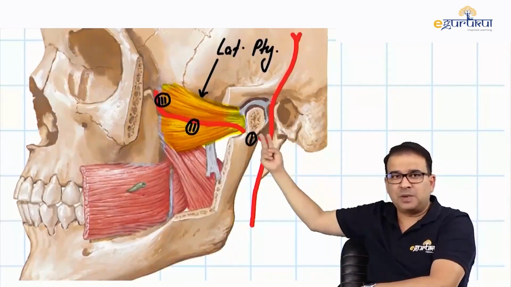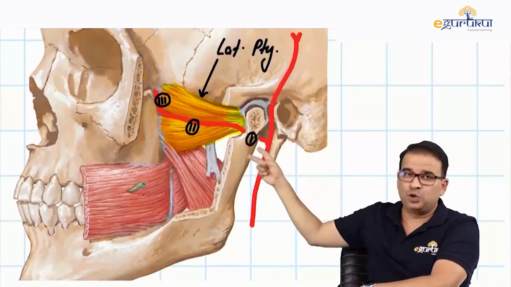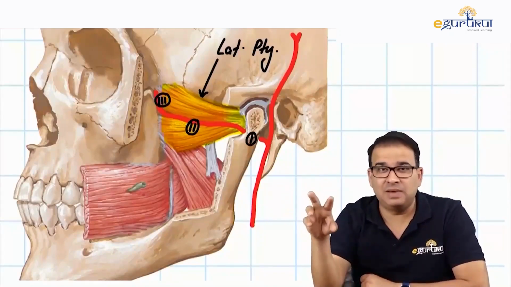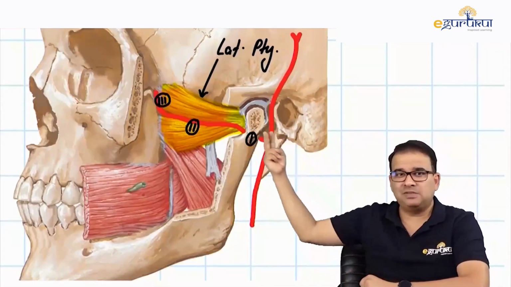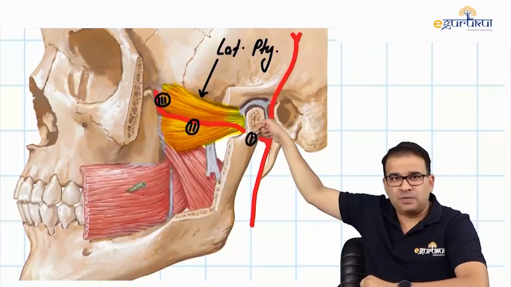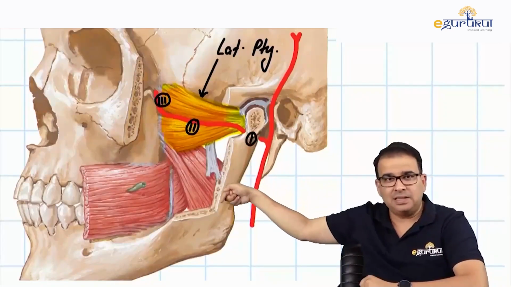Two branches from the first part will go into the cranial cavity. I'm sure you know the two branches going into the cranial cavity. That was accessory meningeal artery and middle meningeal artery. Accessory meningeal, middle meningeal will come from here only, from the first part. And only one branch from the first part will come down like this and will run inside the mandible.